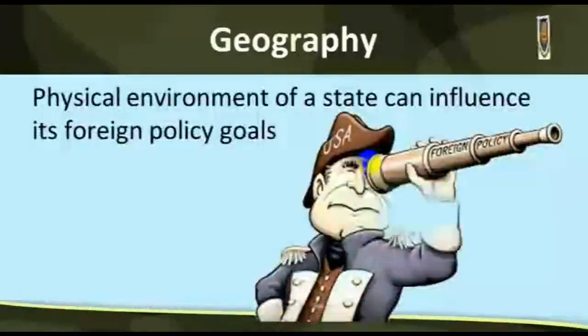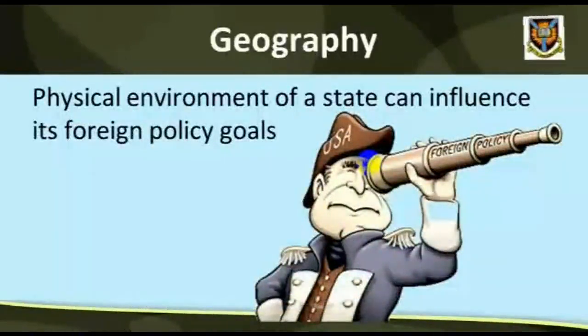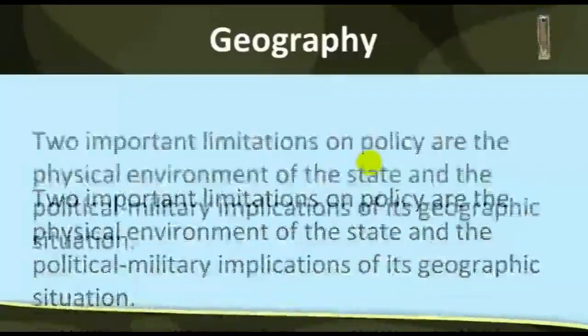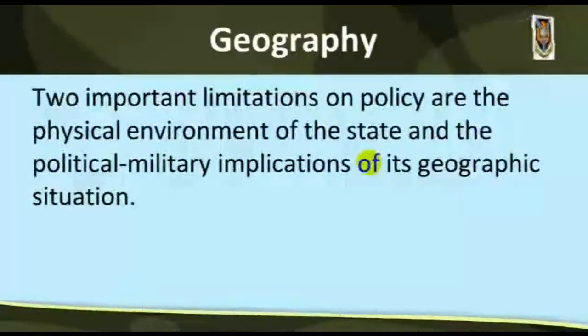Geography. The physical environment of a state can influence its foreign policy goals and objectives. It constitutes an important factor in determining foreign policy objectives because of its strategic implications. Two important limitations on policy are the physical environment of the state and the political-military implications of its geographical situation. In the first category, the characteristics of size, climate, topography, and shape are important.